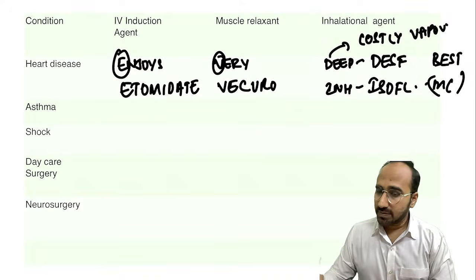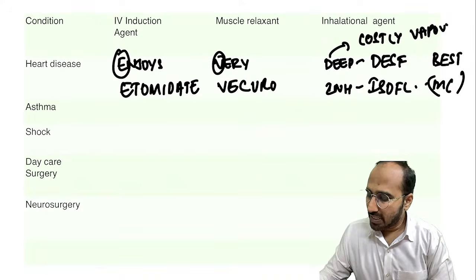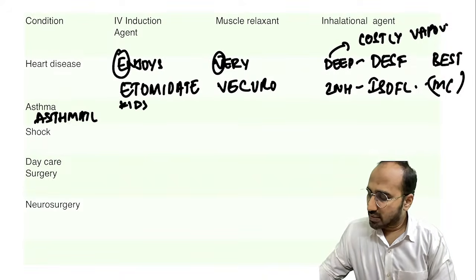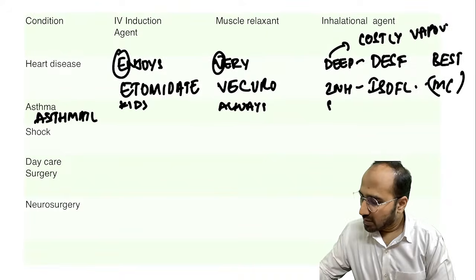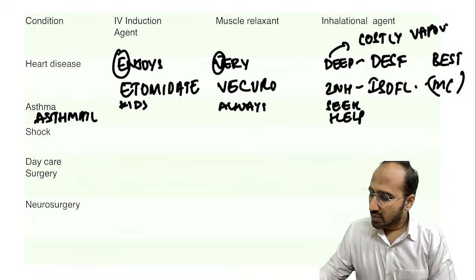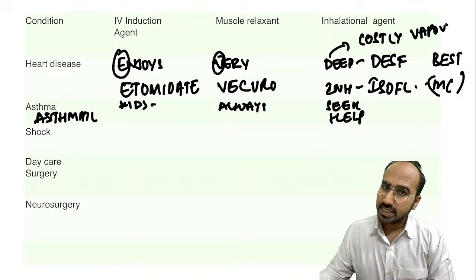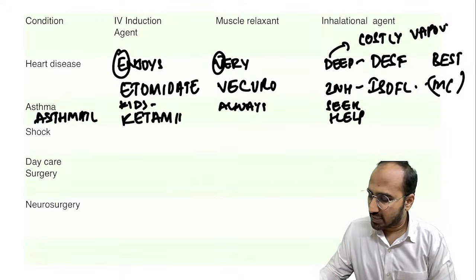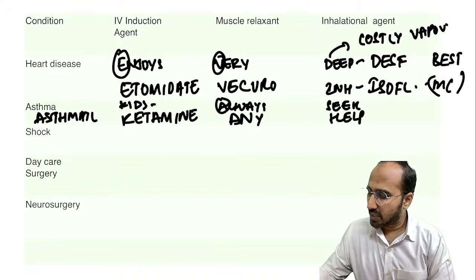Next, for asthma, what's the mnemonic, guys? Asthmatic kids always seek help. Okay. So the IV induction agent will come first. K stands for which IV induction agent? Ketamine you can give for asthma. Muscle relaxant is what? A, any muscle relaxant could be given.